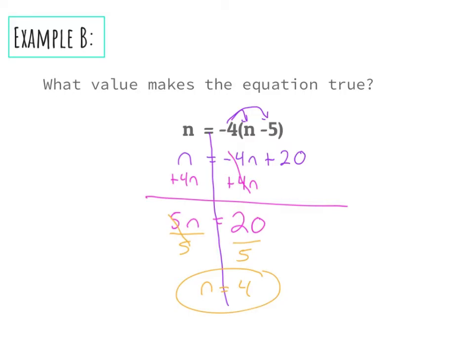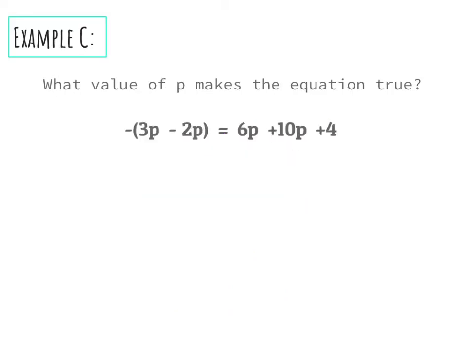So let's go ahead and take a look at example C. So here we are at example C, and it says what value of p makes the equation true? And oh boy, I have combining like terms on one side and the distributive property on the other. So I'm going to go ahead and draw my wall because I want to make sure that I keep these things separated.